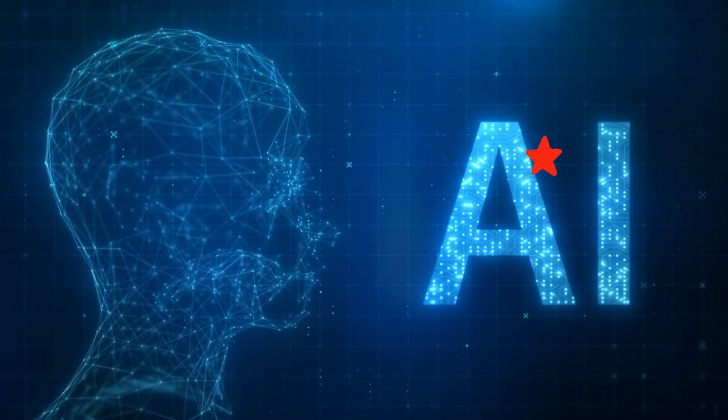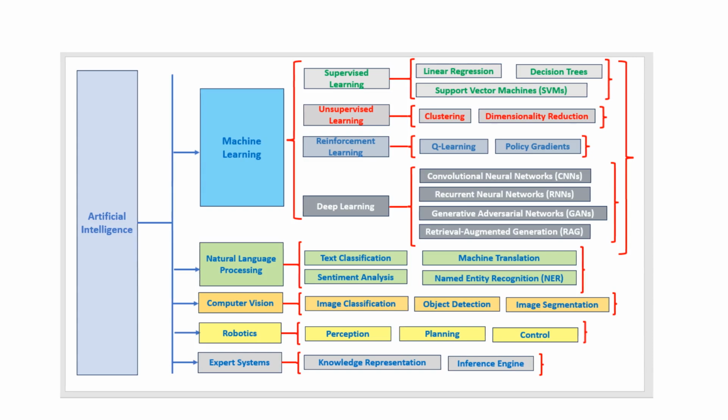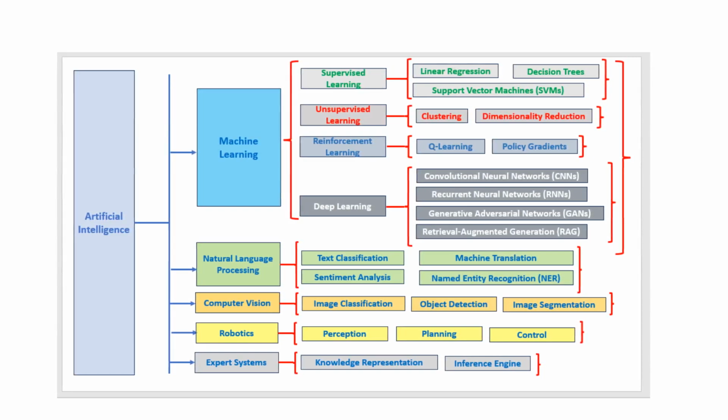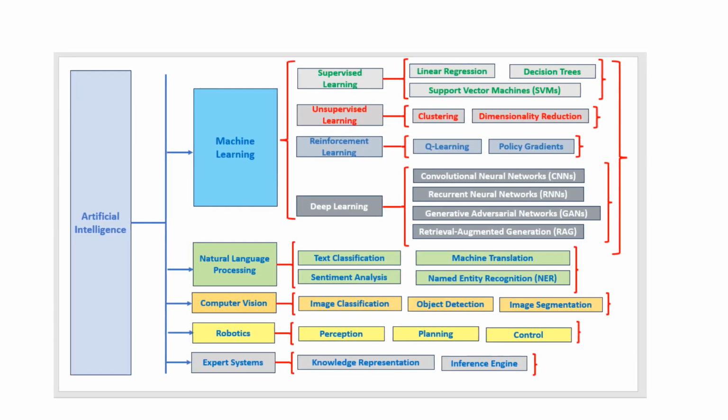Artificial intelligence, or AI, is the science of making machines smart, just like humans. Whether it's recognizing faces in photos, suggesting new music, or helping cars drive themselves, AI powers many of the apps and services we use every day.